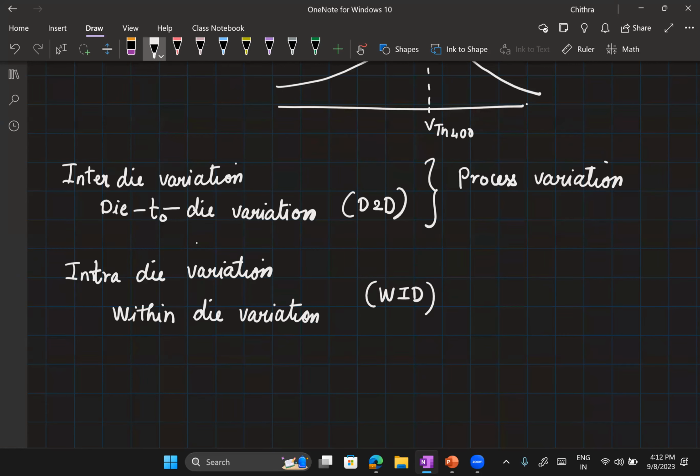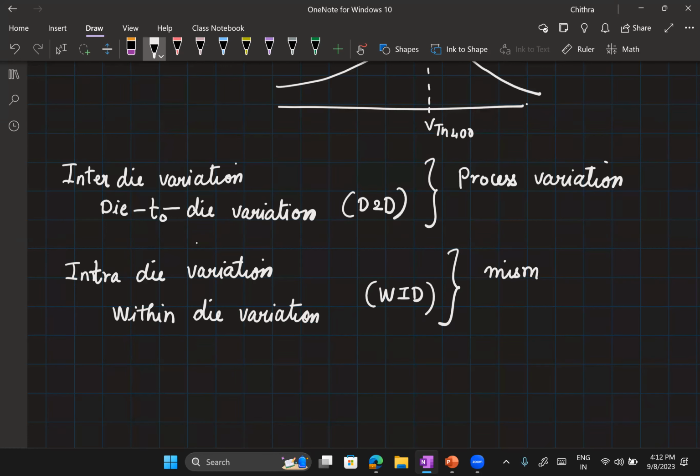Or WID. Do you know what we call this commonly during designs? We simply say that there are mismatches between the transistors. This is okay.